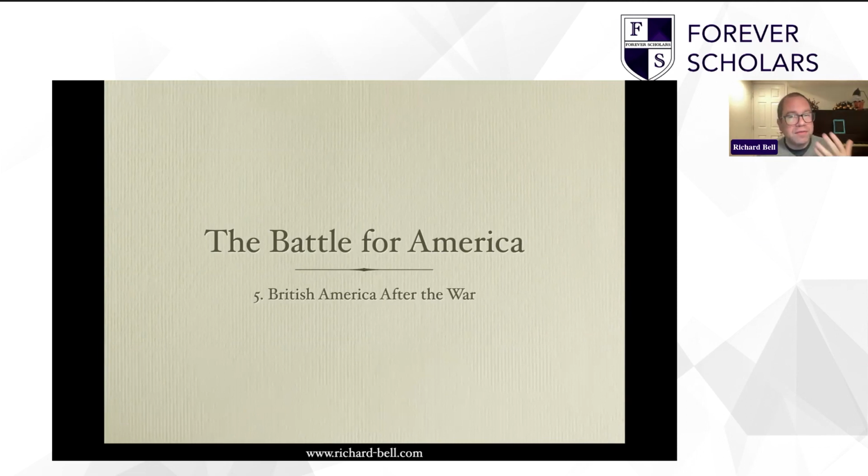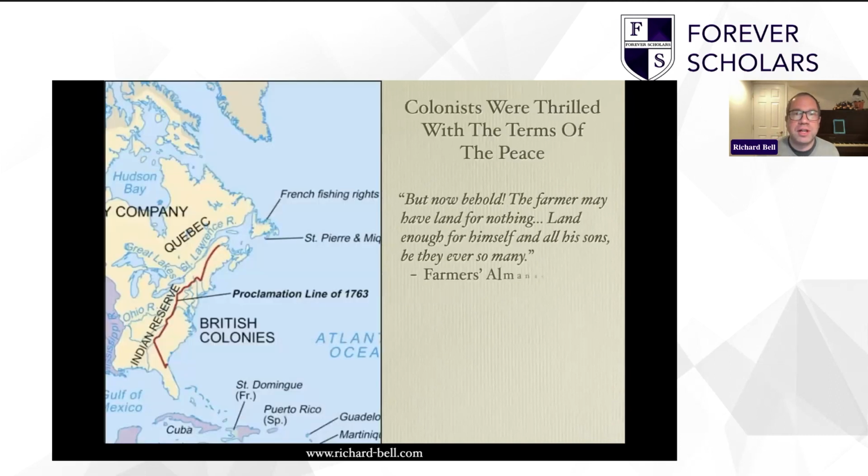After years of inconclusive fighting, that war had finally produced a permanent advantage for the colonists of British America. Those colonists now had massive amounts of new territory, seemingly at their disposal. As one farmer's almanac put it in 1763, "But now behold, the farmer may have land for nothing, land enough for himself and all his sons, be they ever so many."